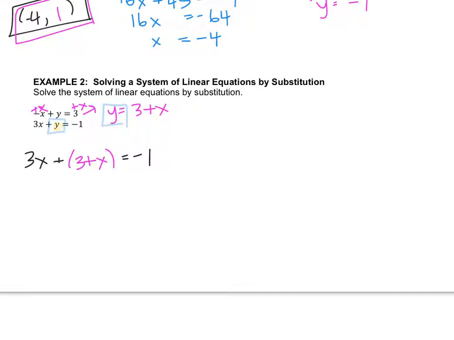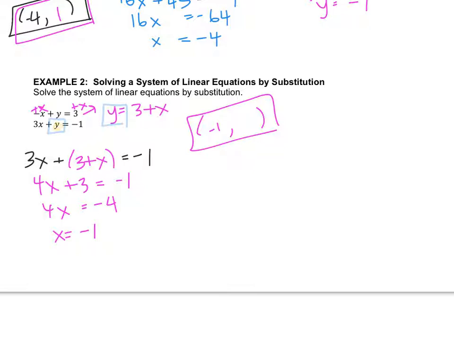Now you just combine like terms, so we get 4x plus 3 equals -1, and then you just solve, no biggie. I got my x value is -1. So I have half of my answer. Now I'm going to take -1, I'm going to pick an equation, and I'm going to plug it in.